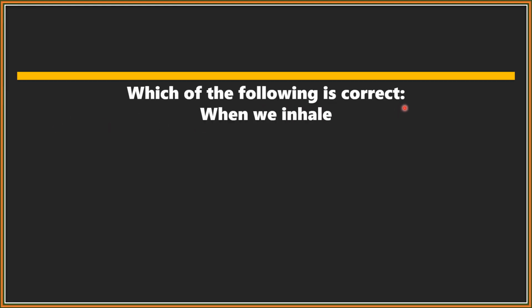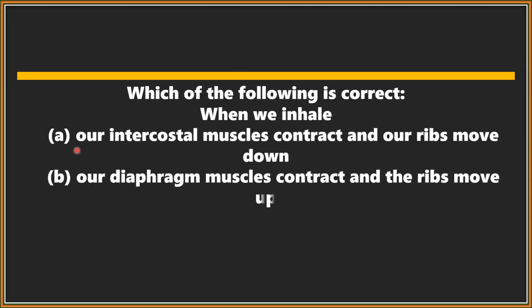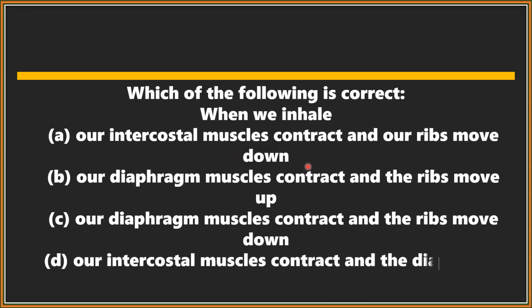Which of the following is correct? When we inhale, A. Our intercostal muscles contract and our ribs move down. B. Our diaphragm muscles contract and the ribs move up. C. Our diaphragm muscles contract and the ribs move down. D. Our intercostal muscles contract and the diaphragm muscles relax.